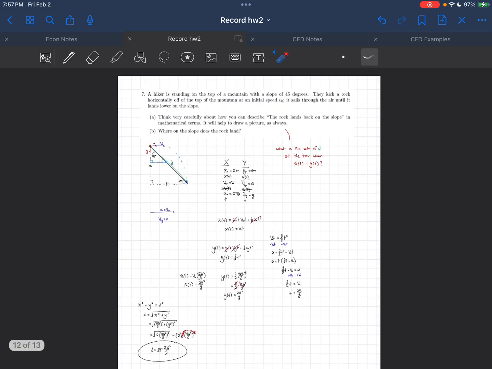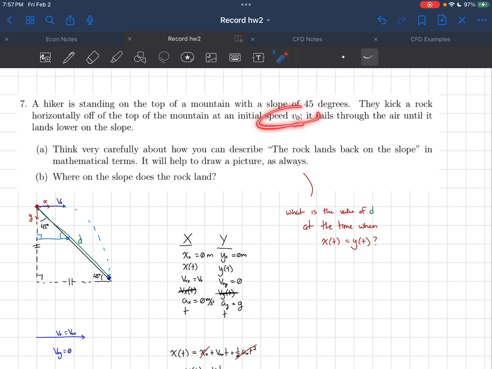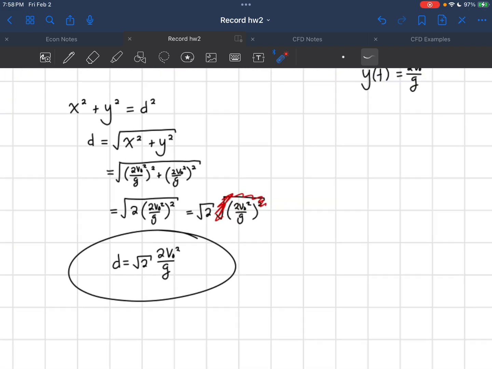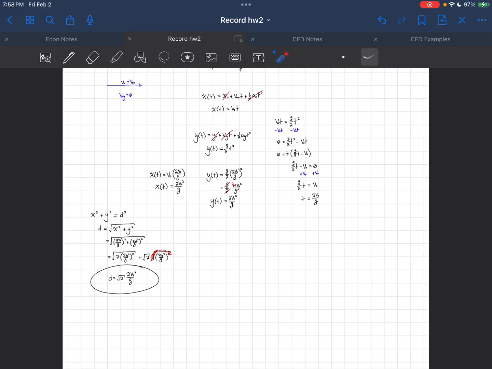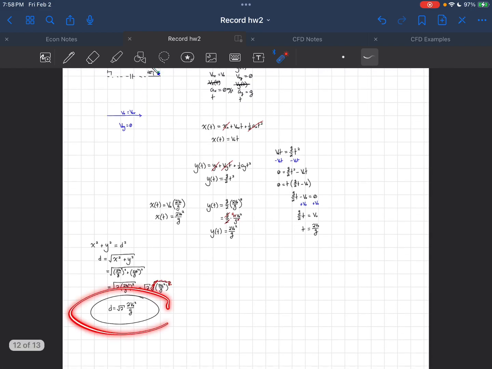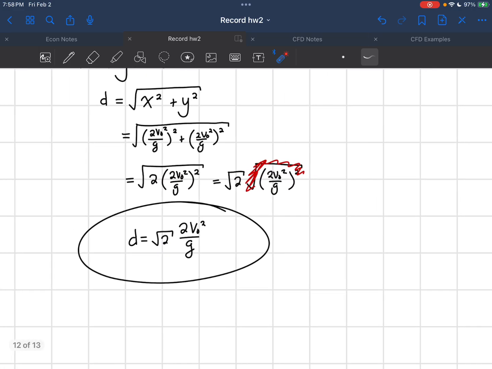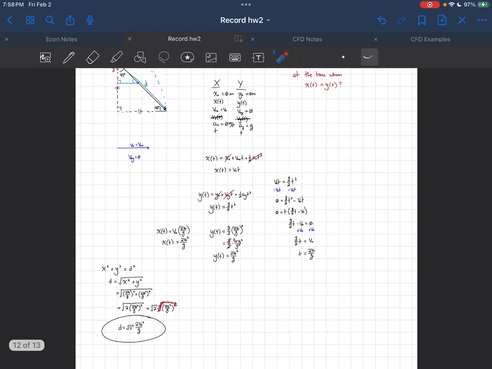And I'm given that I know v naught, even though I don't have a number for it. So that means that this is a valid answer. And I always want to do that check at the end to make sure that my answer is, first of all, not in terms of itself, so it's not like there's a d on both sides of the equation. And also I want to make sure that it's in terms of things that I'm allowed to leave it in terms of, things that I know in this problem.